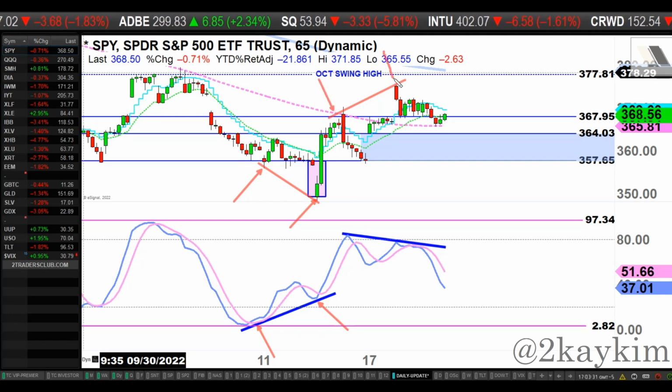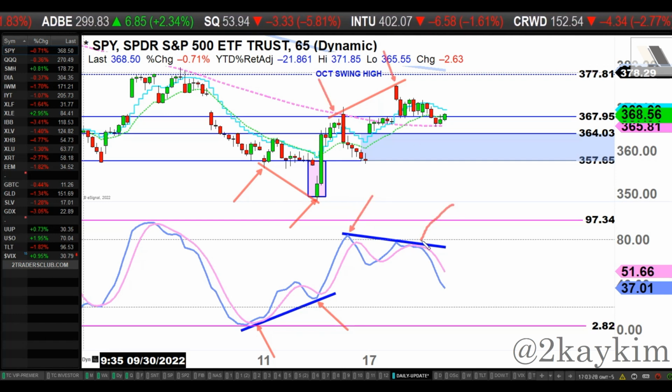Higher high on the price action, lower high on that oscillator.